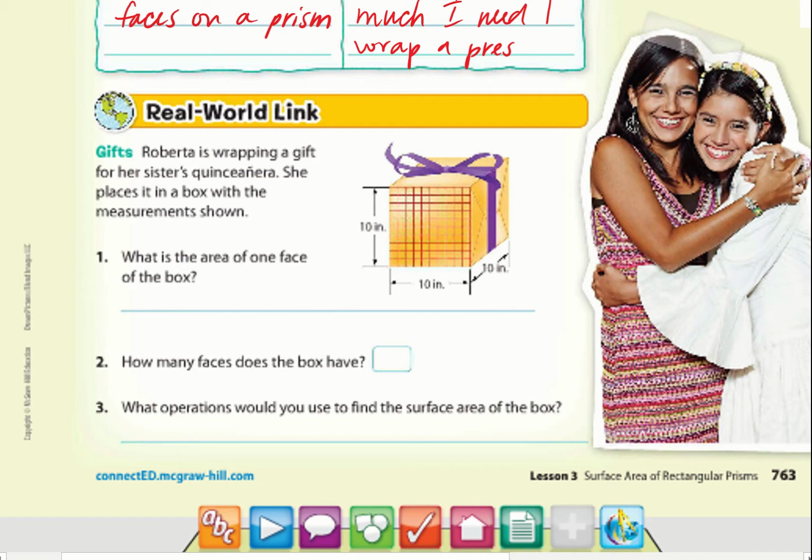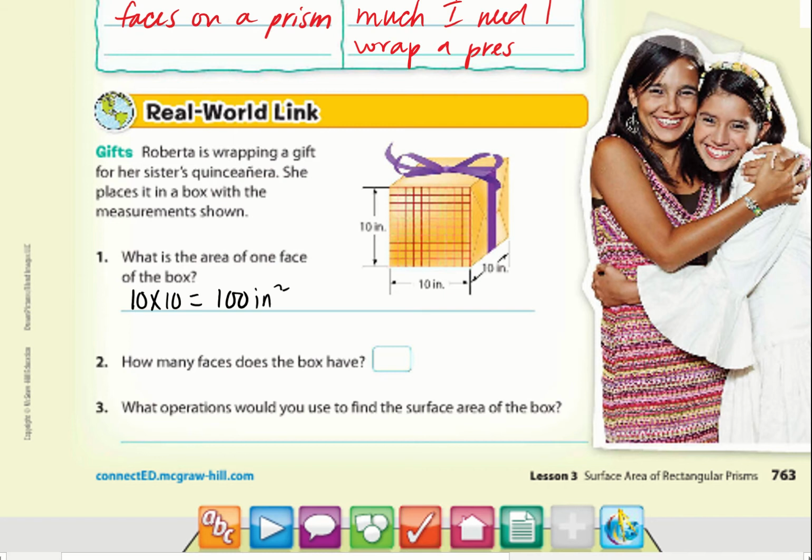So the real world link. Roberta is wrapping a gift for her sister's quinceañera. She places it in a box with the measurements shown. What is the area of one face of the box? If you take one face of the box, the area is going to be 10 times 10, and that's going to be 100 inches squared.